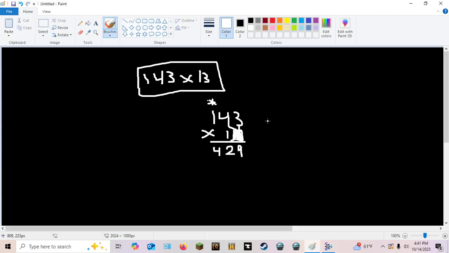But this one is actually a 10. How many zeros are in the number 10? 1 zero, right? So that means you need to put 1 zero over here. Okay, you gotta be careful right here. But now let's get back to multiplying. What is 1 times 3? 1 times 3 is 3. 1 times 4 is 4. And then 1 times 1 is 1.